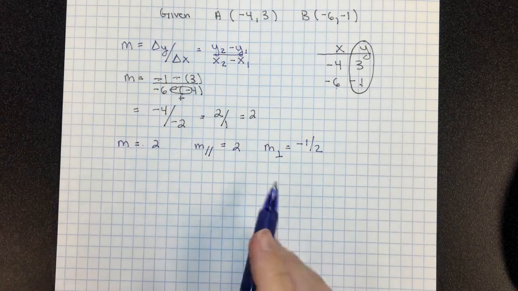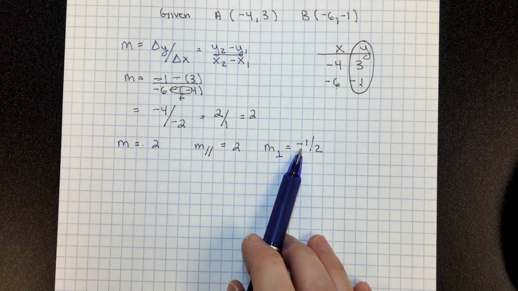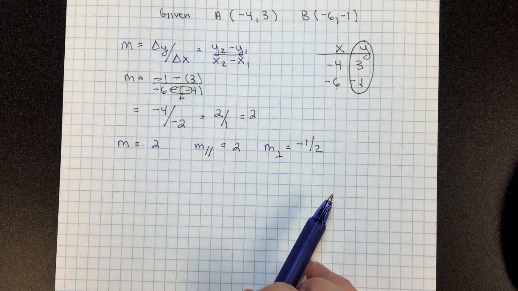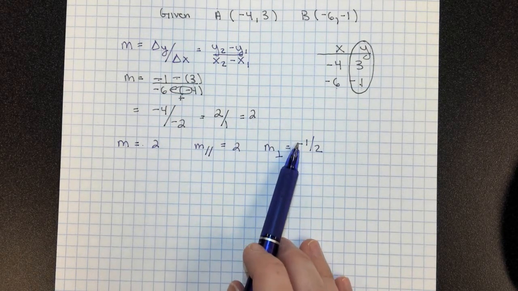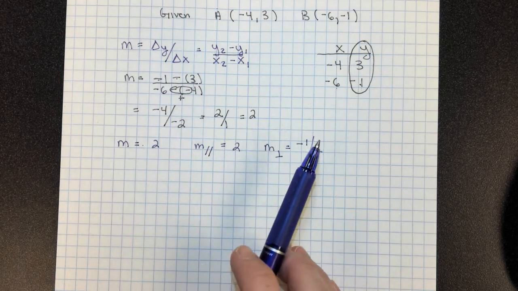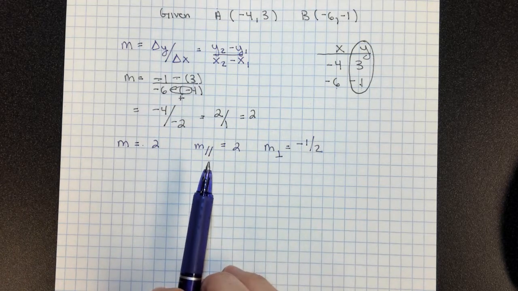Remember that when you take a perpendicular, you take its negative reciprocal, meaning flip the number over and give it a negative sign. So a positive becomes a negative, and a negative becomes a positive.